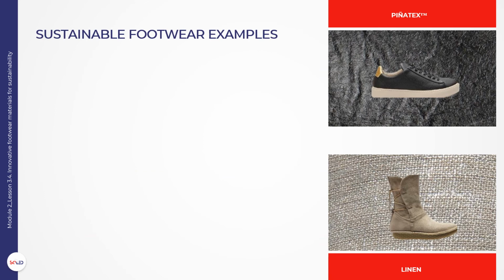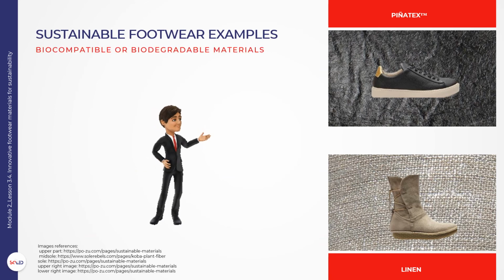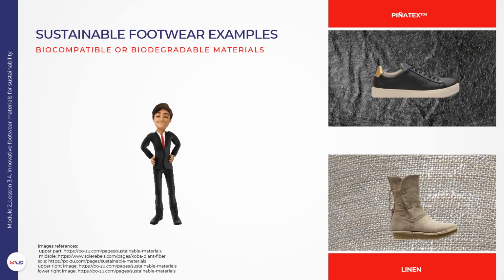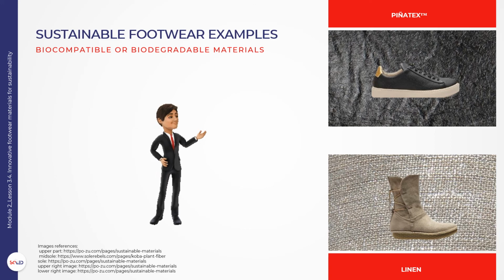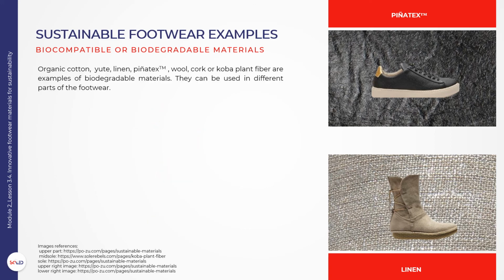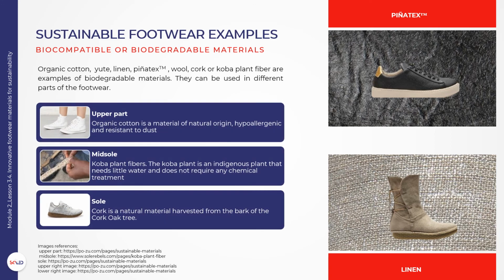Sustainable footwear examples. This slide shows examples of biocompatible, organic tissues, or biodegradable materials used on different components of the footwear. We understand biodegradation as the breakdown of organic matter by microorganisms, which should not be confused with the durability of the material in the absence of microorganisms. Organic cotton, jute, linen, Piñatex, wool, cork or coba plant fiber are examples of biodegradable materials. These materials used to be breathable, light and flexible, making them a good alternative in many cases.